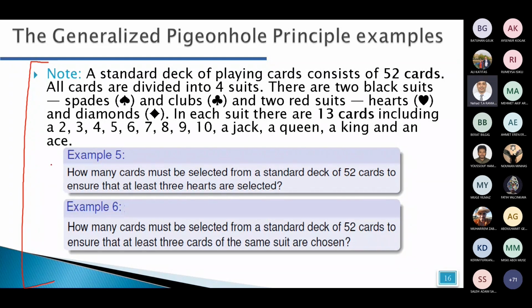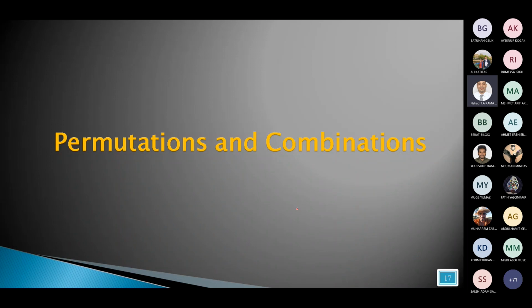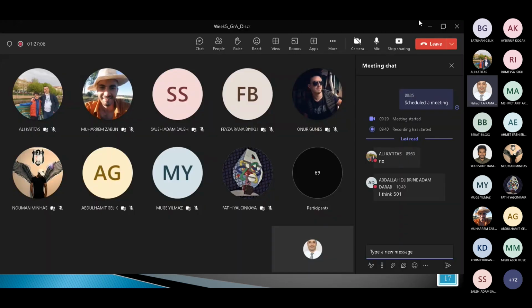Okay, so we have 2 examples here, 5 and 6. They speak about playing cards. So try to solve this one at home. Next lecture, I will show you the answer, inshallah. Okay, so we can take a break before we start permutation and combination. We can take a break of around 15 minutes. So until 11:10, you can return at 11:10.